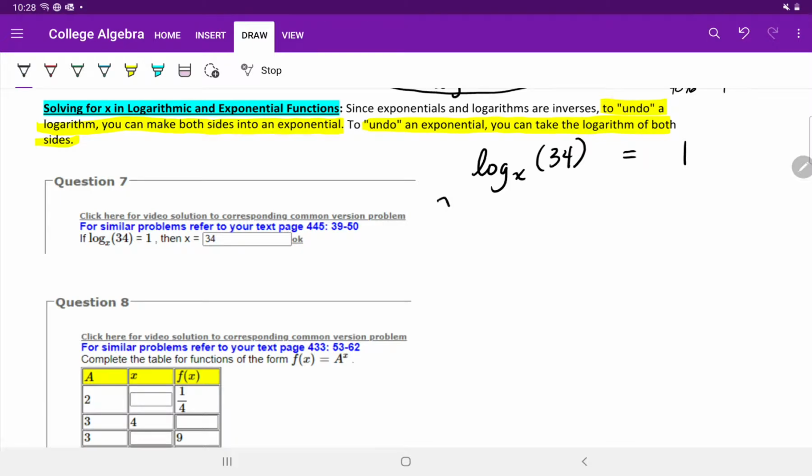So if we take x to both sides, these two things are still equal. The left-hand side is equal to the right-hand side. We still have a balanced equation. Why did I choose x?